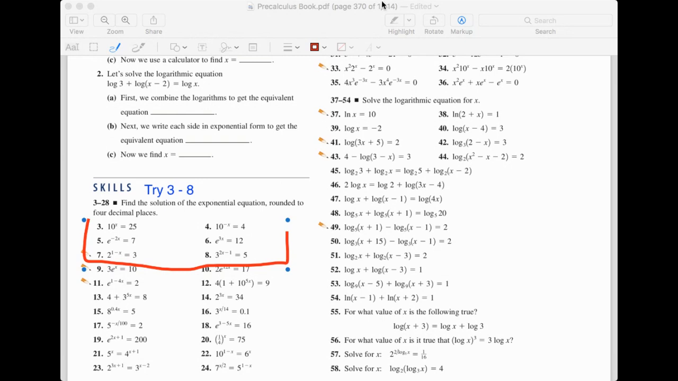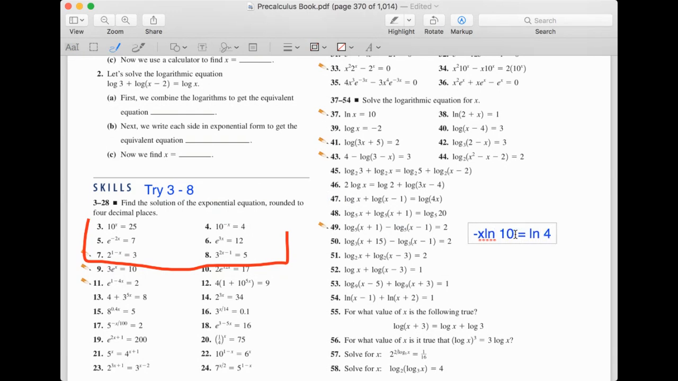So my first step was, I wrote ln in front of the 10 and in front of the 4 as well. And then I bring down the negative x in front of the ln. But then I didn't know what to do. Do I divide? I got stuck. So you bring the negative x up front of ln 10 and equals ln 4.